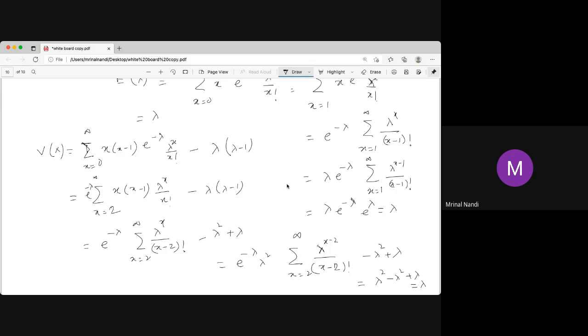The important observation: the variance and expectation are the same for the Poisson distribution, and for binomial, the variance is less, because npq is less than np, because q is strictly less than 1. And for hypergeometric, the variance will be greater. If you just calculate, it is just homework. You calculate the expectation and variance of the hypergeometric distribution, and you will find the variance is more than the expectation. So that's all for this class.